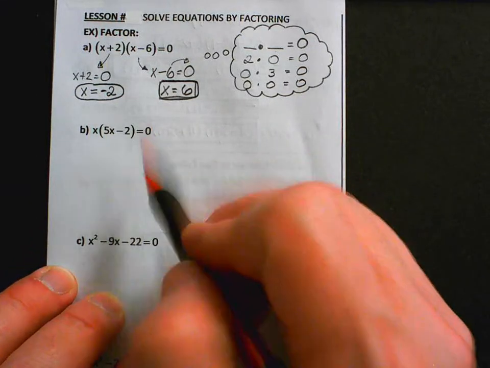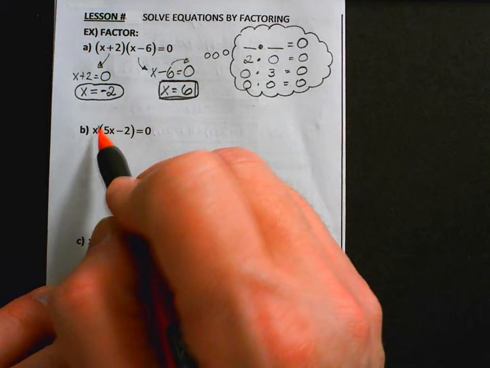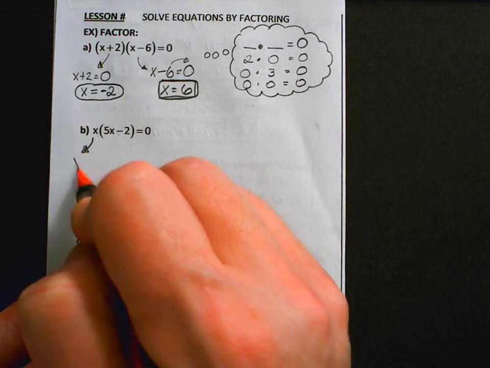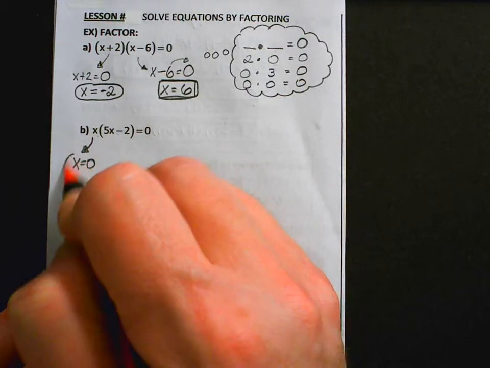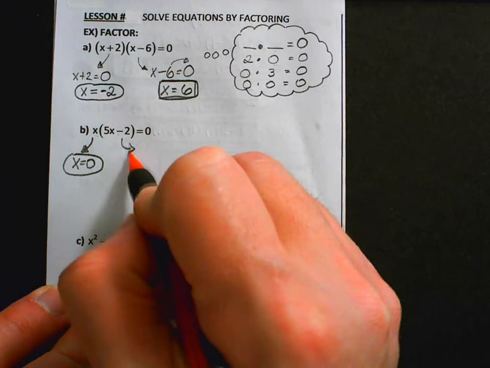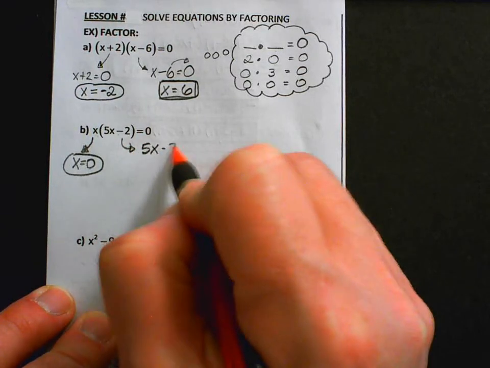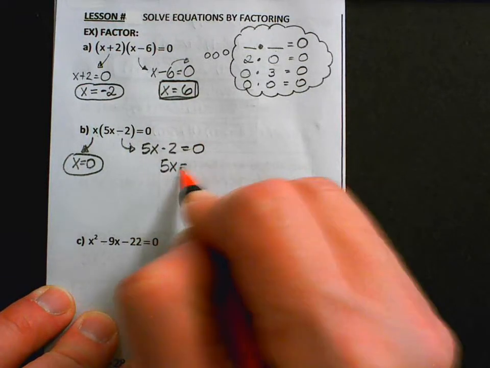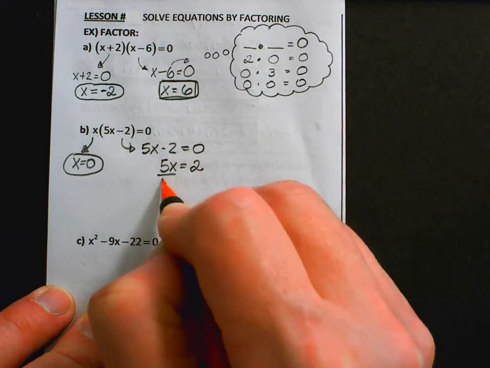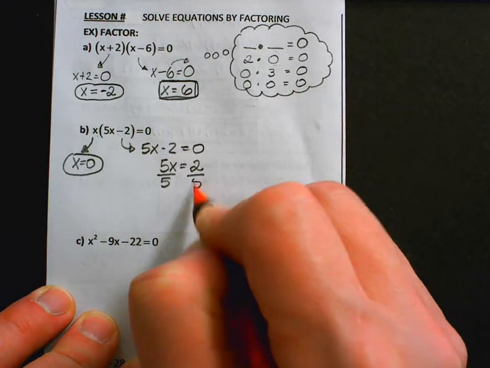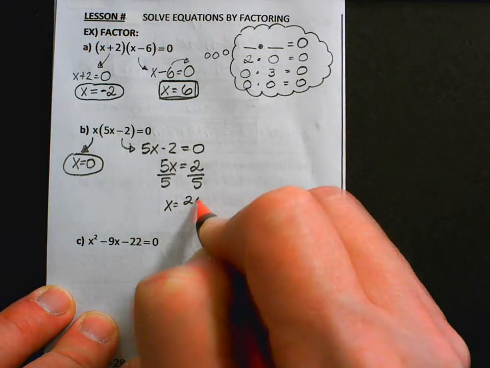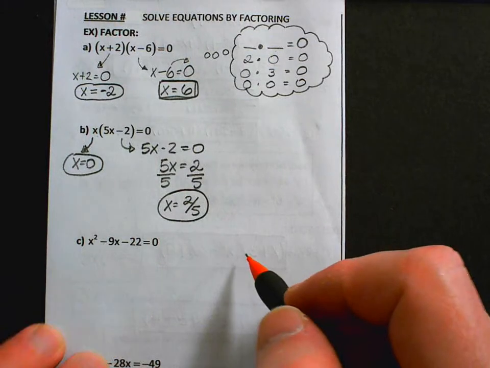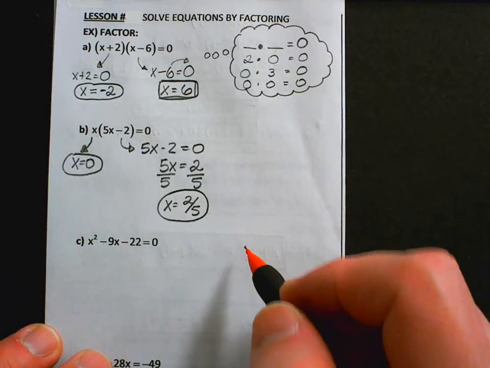Let's go on to the next problem. Again, I have two numbers that multiply together to give me a 0, so that means either x equals 0 or 5x minus 2 equals 0. So how do I get the x alone? I'll move the 2 to the other side, and then I'll divide by 5. So x equals 2/5. That means I have two possible answers for this problem.